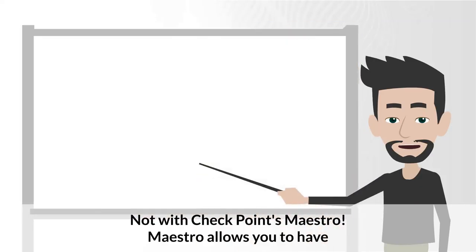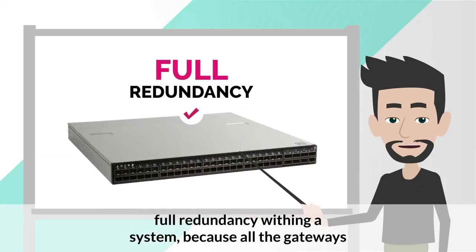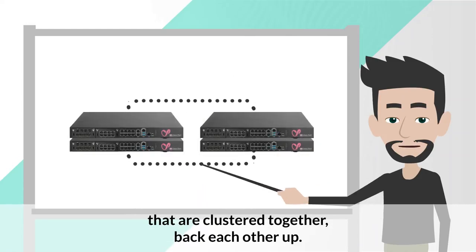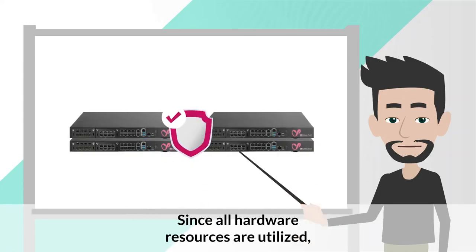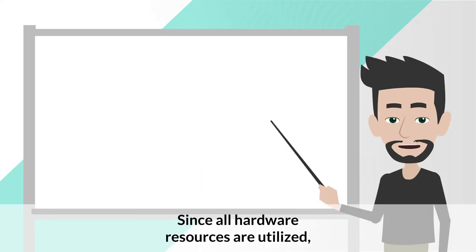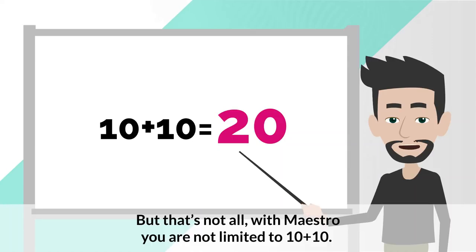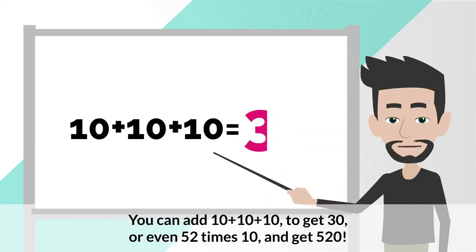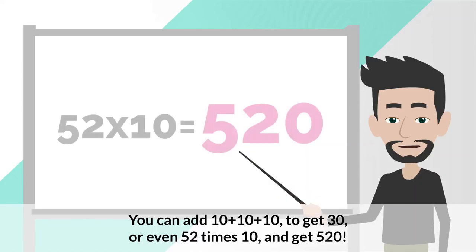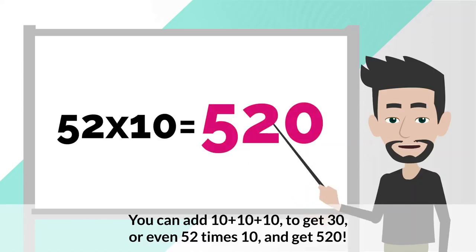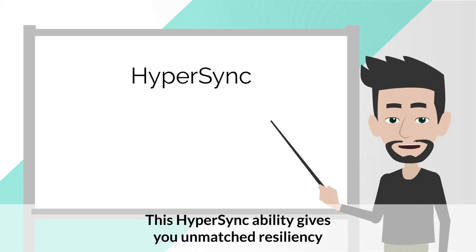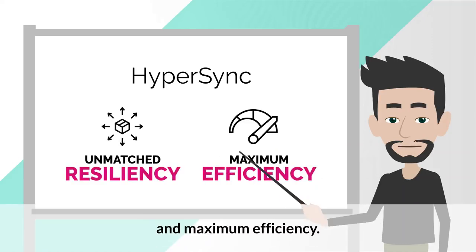Not with Check Point Maestro. Maestro allows you to have full redundancy within a system because all the gateways that are clustered together back each other up. Since all hardware resources are utilized, 10 plus 10 is back to being 20. But that's not all. With Maestro, you're not limited to just 10 plus 10. You can add 10 plus 10 plus 10 to get 30, or even 52 times 10 and get 520. This hypersync ability gives you unmatched resiliency and maximum efficiency.